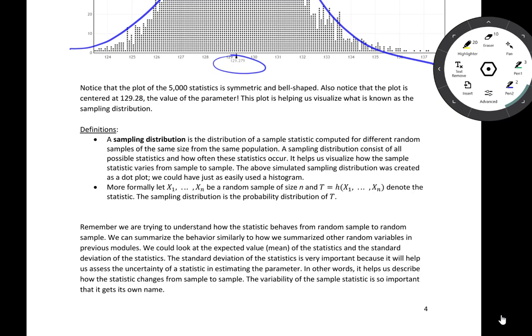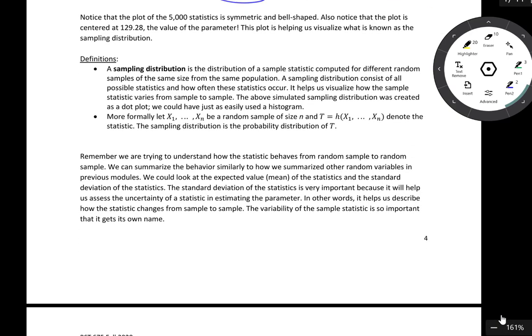Since our sample is random, a function of random variables is itself a random variable, and again, we can talk about the probability distribution of that function. Remember, the big idea here is we are trying to understand how the statistic behaves from random sample to random sample. We can summarize the behavior similar to how we summarized other random variables in previous modules. We could look at expected values, and we could look at standard deviation. The standard deviation in particular is important because it helps us assess the uncertainty of the statistic in estimating the parameter. In other words, it describes how that statistic changes from sample to sample.